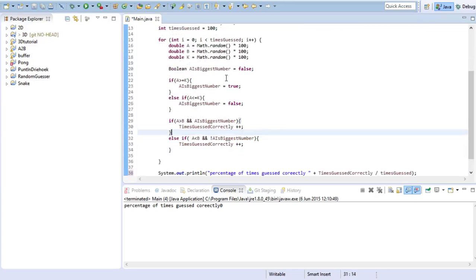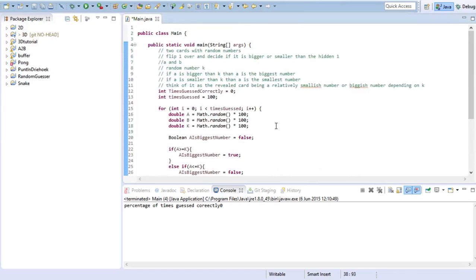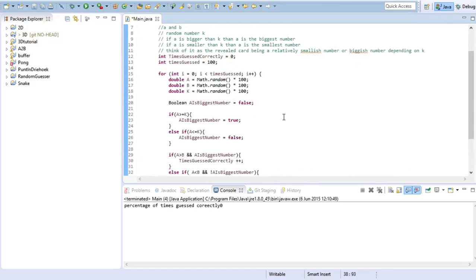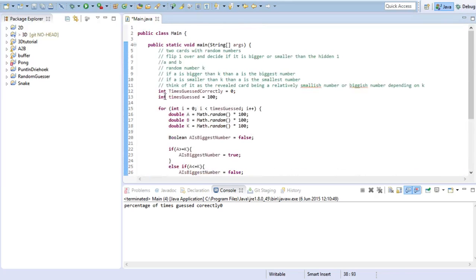Times guessed. Oh, it's because I'm dividing an integer. I'm dividing integers, that's why. So, and that kind of sucks. So, I guess I should make these doubles. Maybe there's some other way.